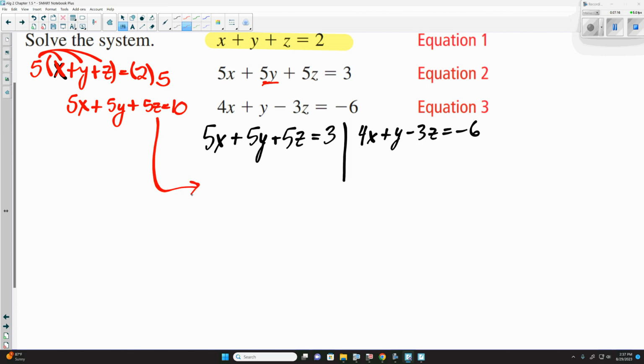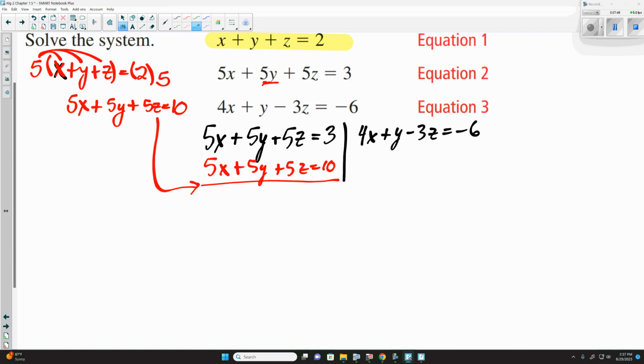And on the other side of the equal sign, 5 times 2 is 10. And I'll put it underneath. 5x plus 5y plus 5z is equal to 10. Questions on how we got to this point? Now looking at this here, to eliminate y, would we add these two equations together or subtract them?